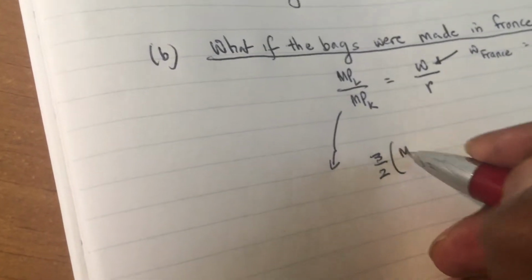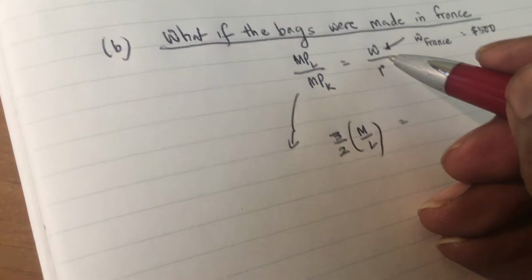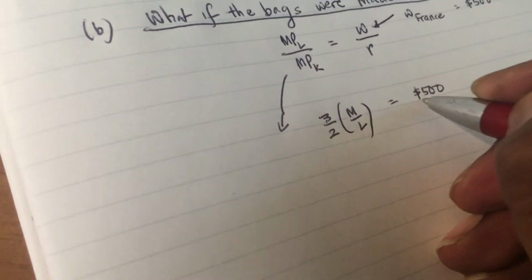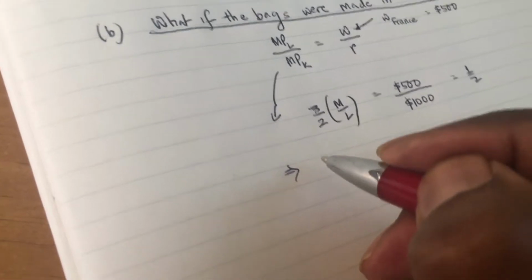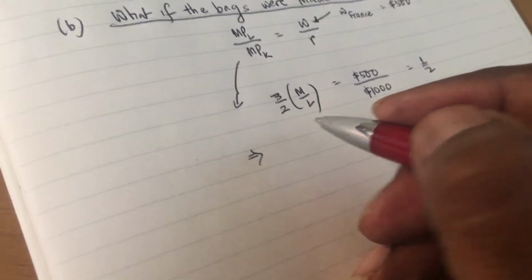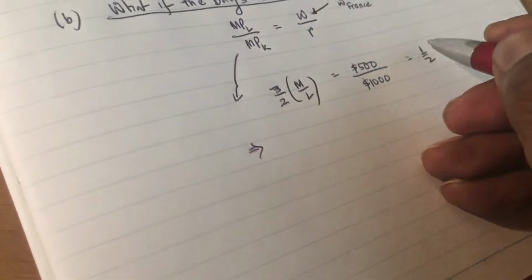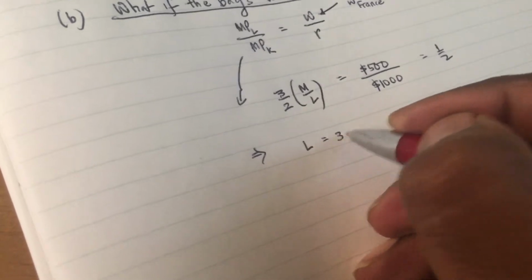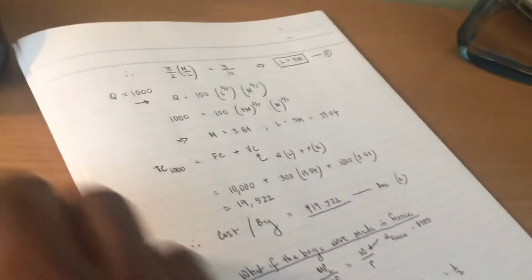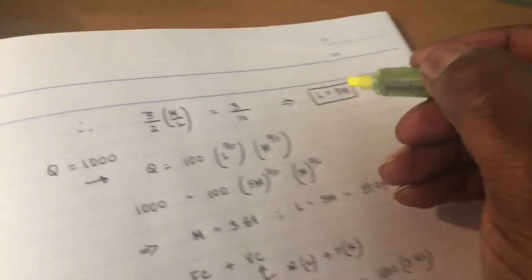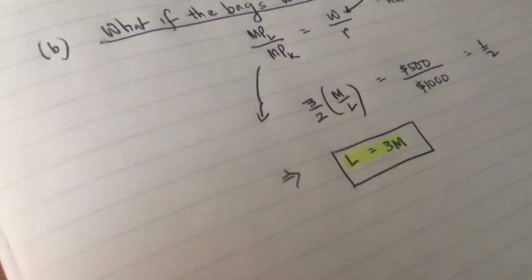So this is 3 by 2 M by L, but W by R will be different now because we are making in France. So this is 500 by 1000. So that's 1 by 2. So in this new world where you are making everything in France, the relationship between L and M is now, if I solve it, 3 by 2 equals 1 by 2, so the 2 gets cancelled, so L equals 3M. So notice the change that has happened. In China, L was 5M. When we are doing it in France, L is 3M. The rest of the process is the same.